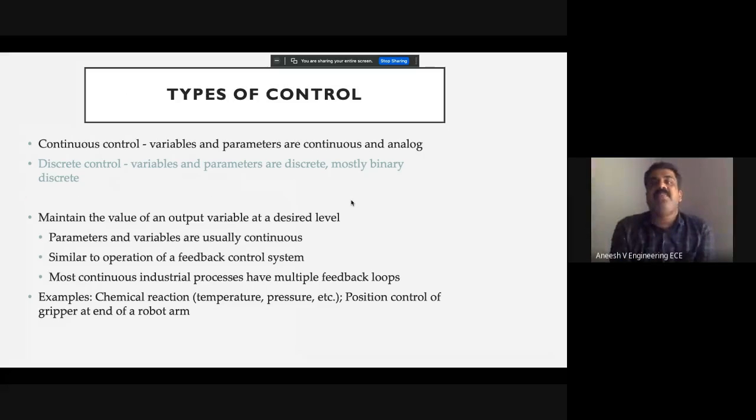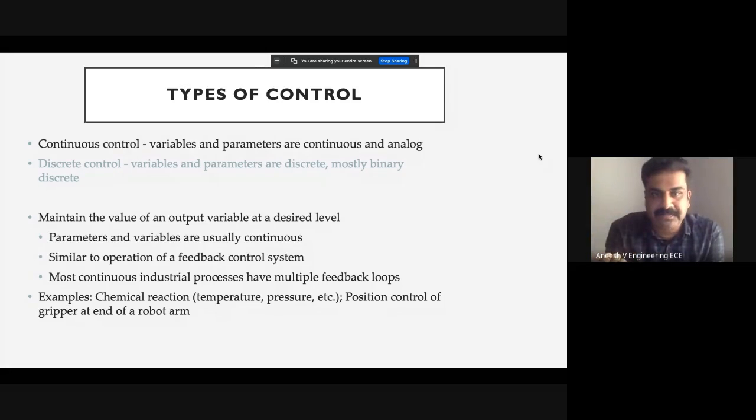Now the important thing: we already know the types of controllers. Continuous controllers are there, where variables or parameters are continuous and analog. Discrete controllers are there, where variables or parameters are discrete, mostly binary in structure. To maintain the value of an output at a desired level, that is our requirement. If we have a system and a set point, we set the set point and design the particular control parameter.